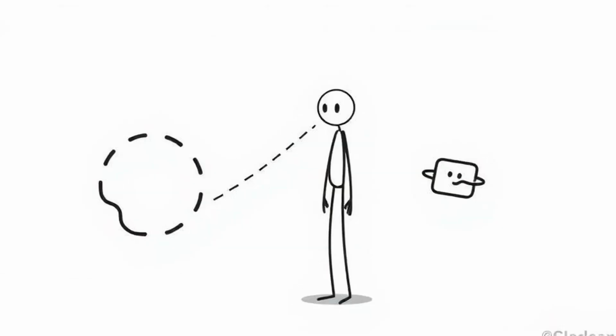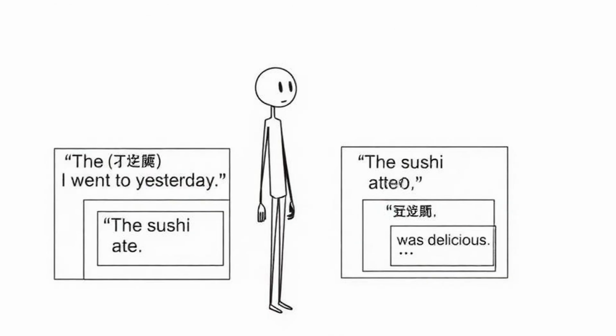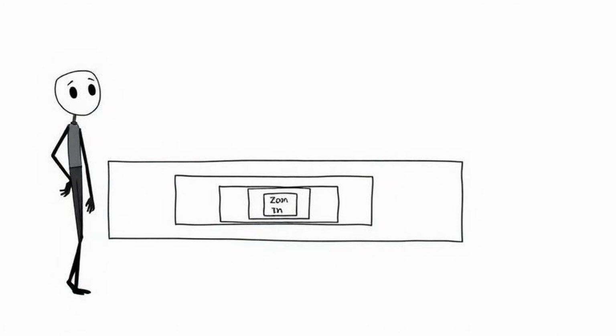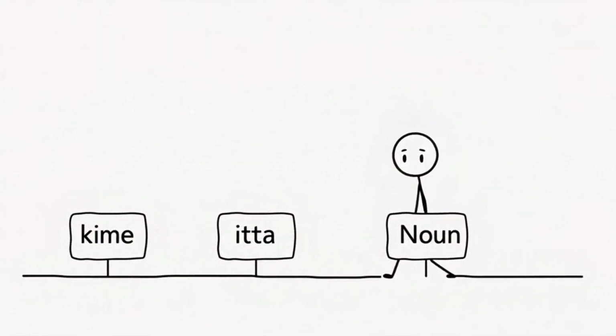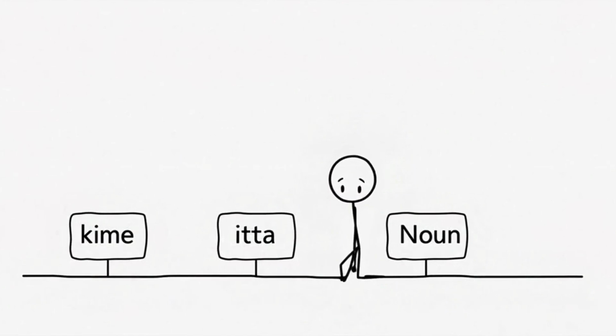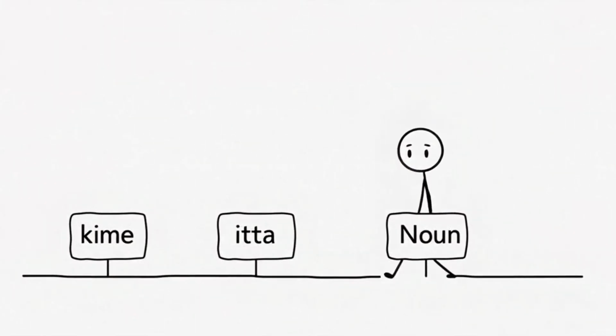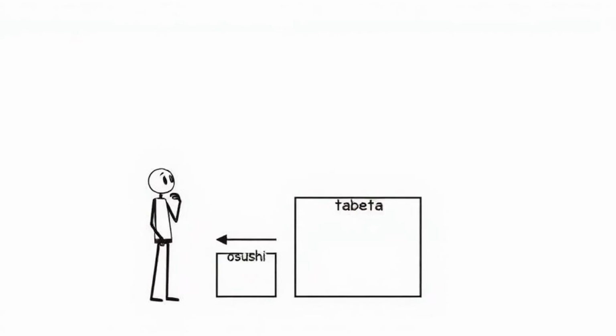This becomes even more powerful with complex phrases. Take the sentence, the sushi I ate at the restaurant I went to yesterday was delicious. This seems complex, but it is just the zoom-in formula applied recursively. The phrase kinou itta resutoran means the restaurant I went to yesterday. Notice the internal order. The time kinou comes before the verb itta, which then modifies the noun resutoran. This entire clause then acts as a modifier for the location, which in turn modifies the action tabeta, which finally modifies the main noun osushi.